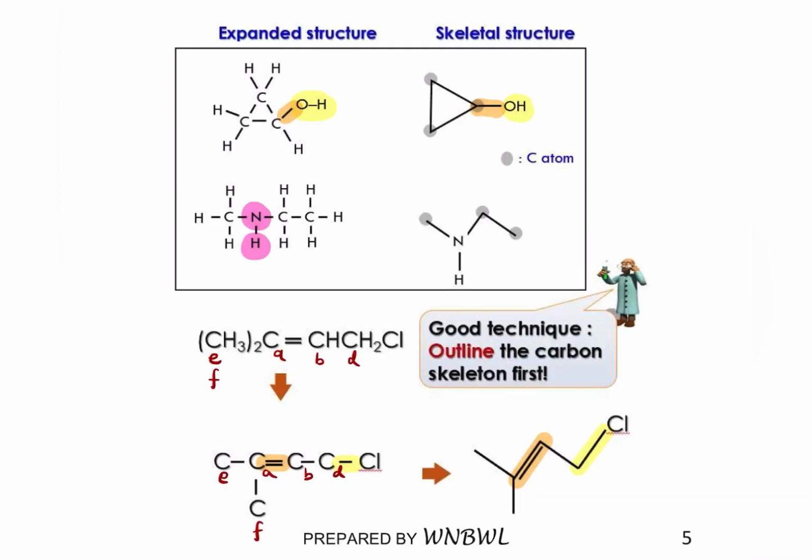I hope you are clear with how you want to draw the structural formula for 3 different types. The first is expanded structure, the second one is condensed structure, and last but not least, skeletal structure. So I hope you are clear with this video.